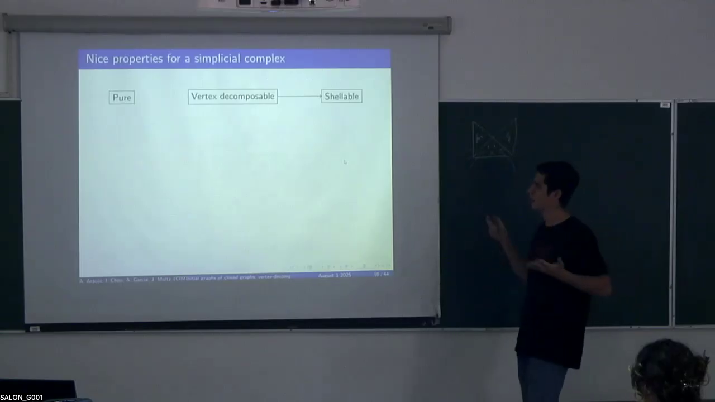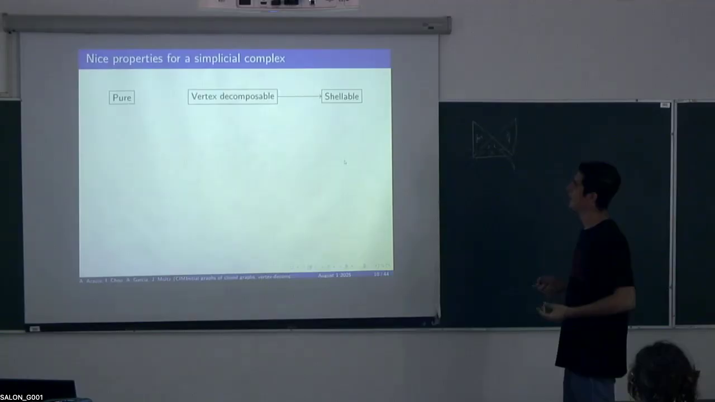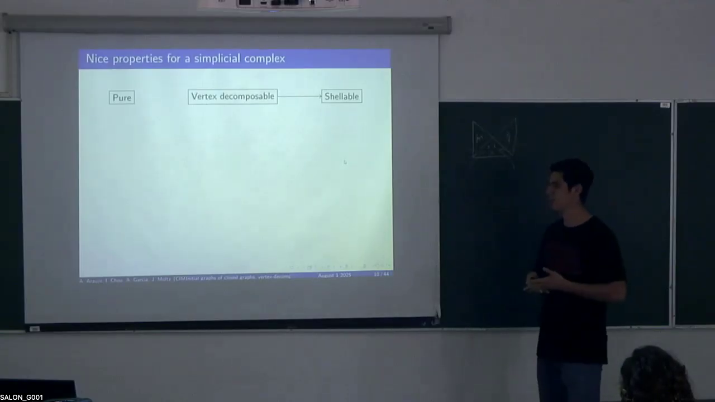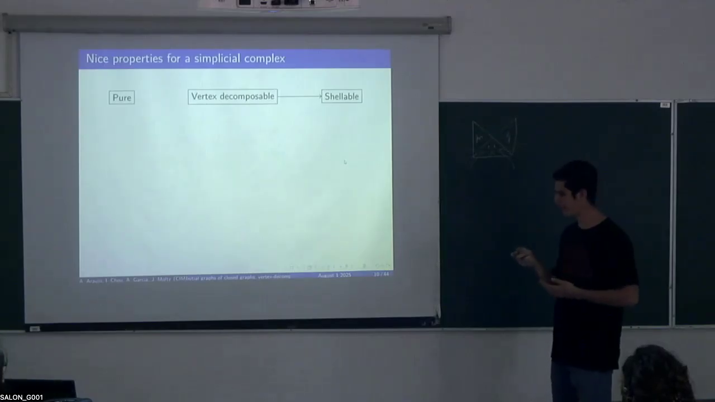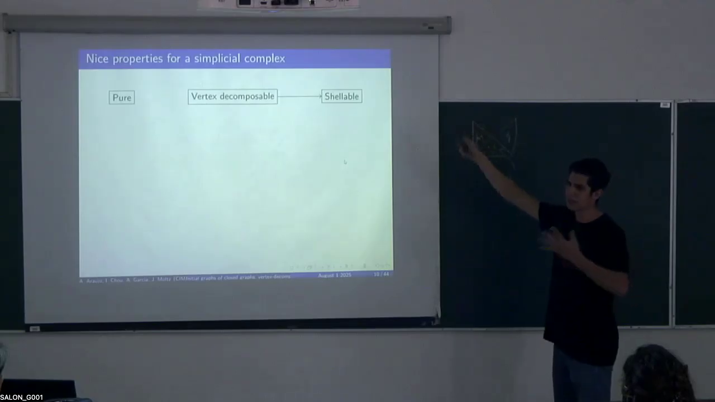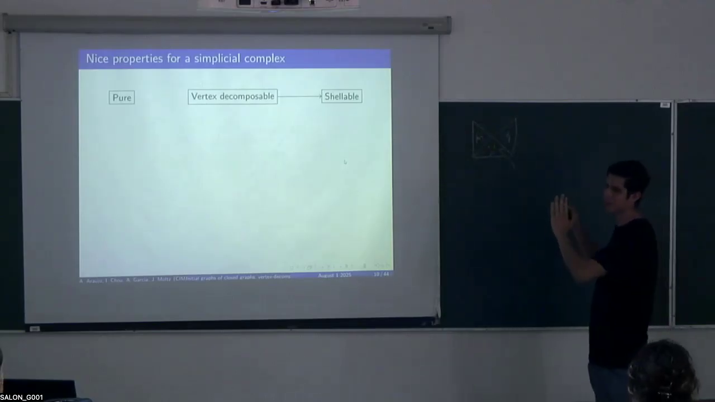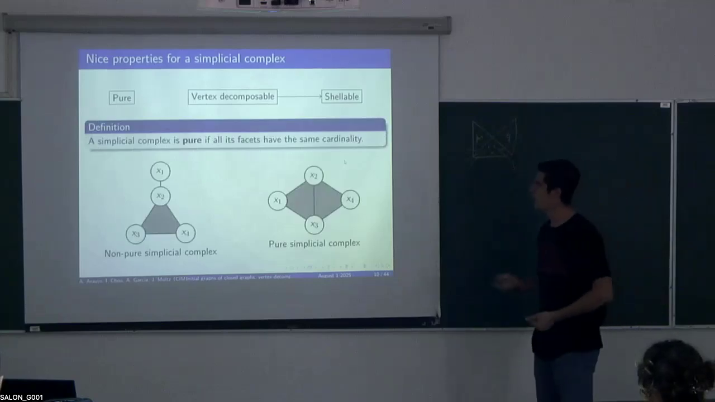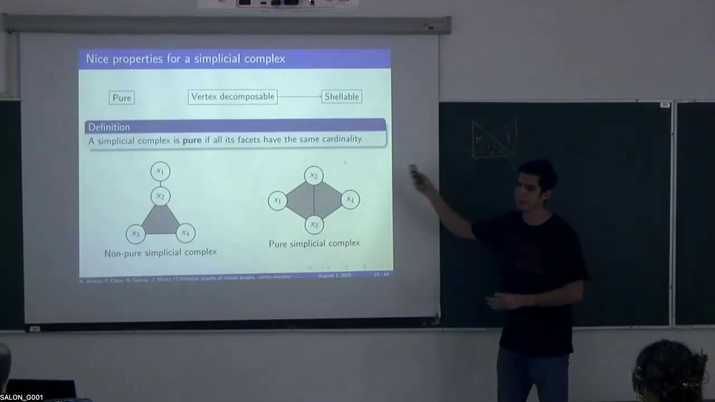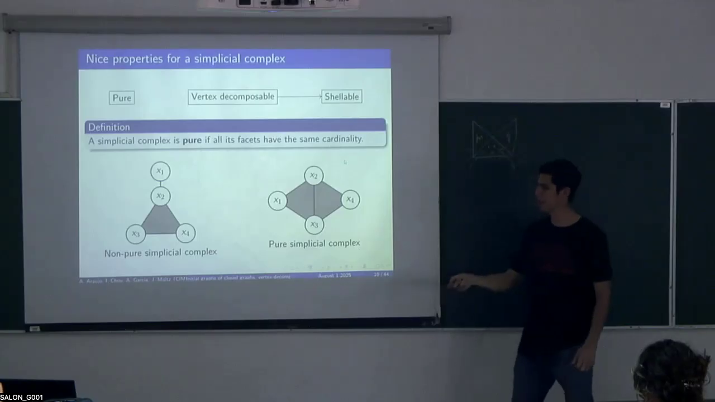And we have these nice properties, but why do we care about them? Purity also has a really nice algebraic interpretation in terms of the minimal primes being disjoint. And we also know that vertex-decomposable implies shellable. So we're not really going to get into what shellable means, but just keep in mind that it's implied by vertex-decomposable. So being pure just means that all the facets have the same cardinality in a simplicial complex. Like here, it's pure, but the other one is not pure.